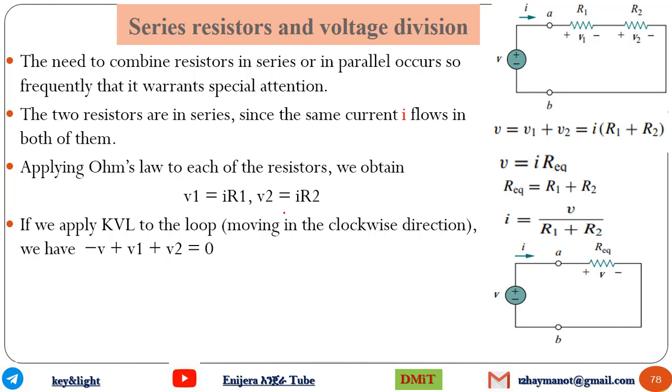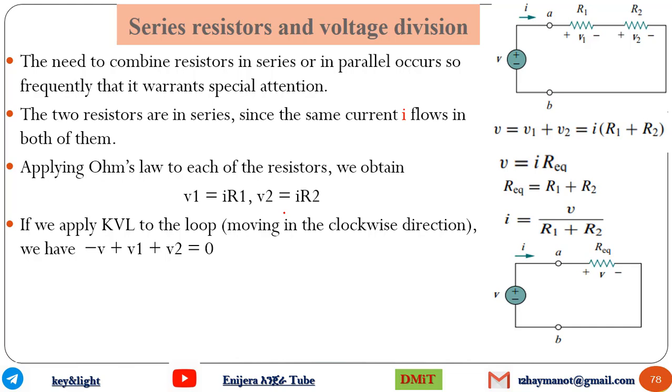I is equal to V over R equivalent. I is equal to V over R1 plus R2. Then V1 is equal to I times R1. What about I? V times R1 over R1 plus R2. Then V2 is equal to I R2.